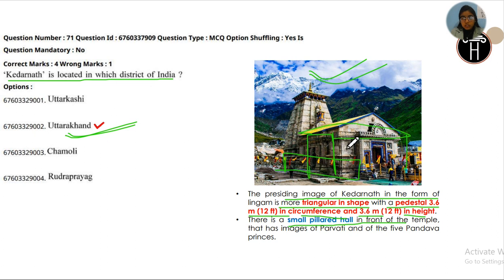Inside it you will get to see pillars. So this is symbolized as your small pillared hall in front of the temple. This is your main temple that has an image of Parvati and the 5 Pandav princes. So some basic images you will get to see on the walls of this temple.